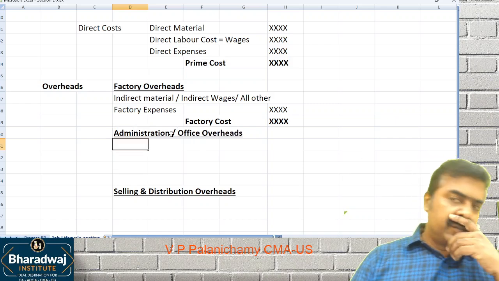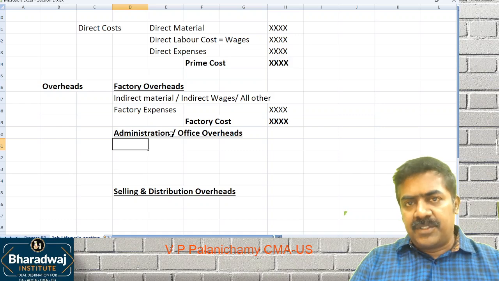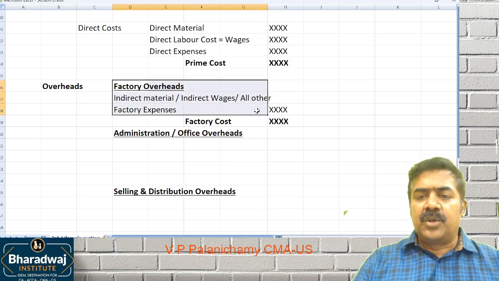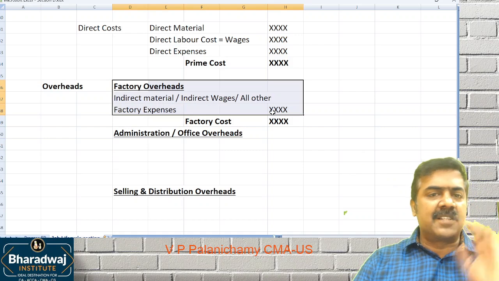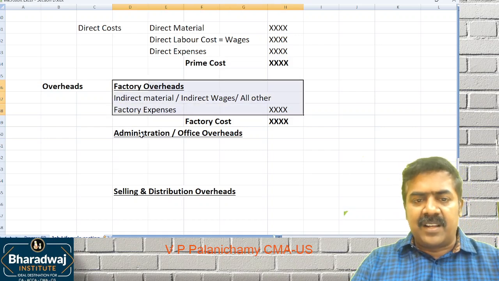For example, if you take TVS Motors, they have the administrative office in Chennai. They have the factory in Hosur and various parts of the country. Clear? So factory overheads means expenses incurred in the factory.